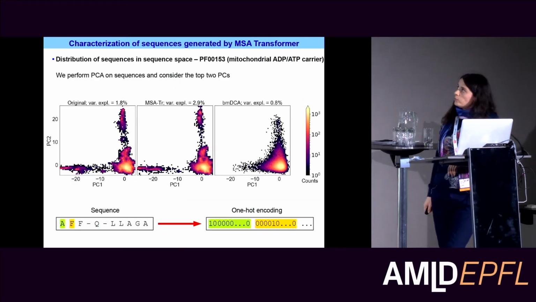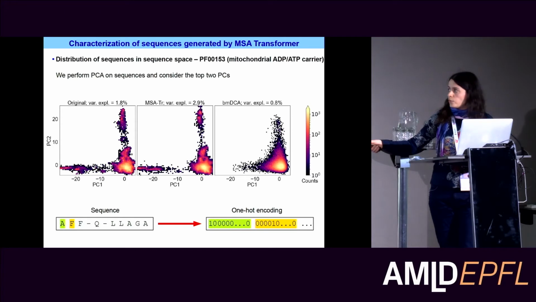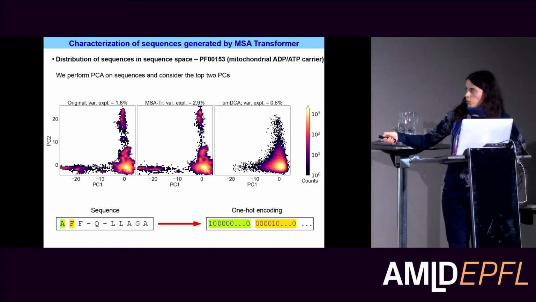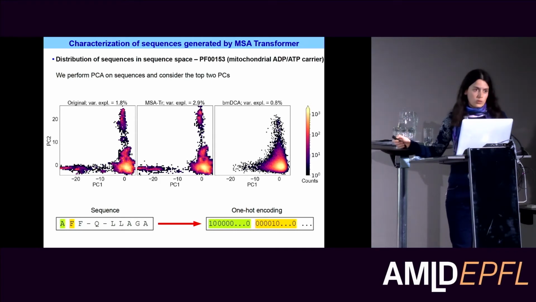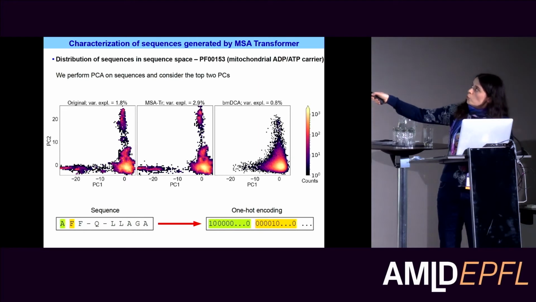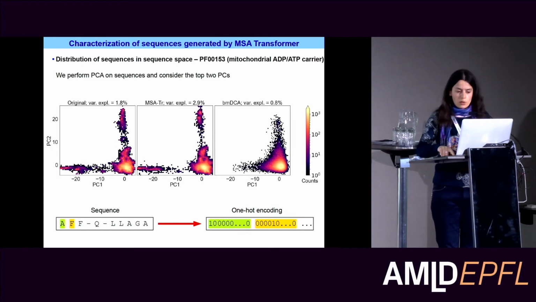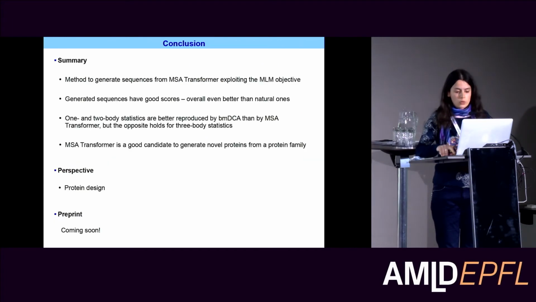Another thing that we have looked at is the distribution of sequences in sequence space. It's something that is quite hard to address. However, we have looked at this by doing a one-hot encoding of sequences and then looking at the 2 top principal components, which I have to say don't explain much of the variance. But nevertheless, we have looked at them. You can see here the distribution of sequences in this space. The MSA Transformer generated sequences have a very similar distribution to the original data, while BMDCI, which captures the overall structure of the distribution, tends to smooth the distribution a bit too much. So again, we have the impression that MSA Transformer sequences are better capturing some higher order dependencies.